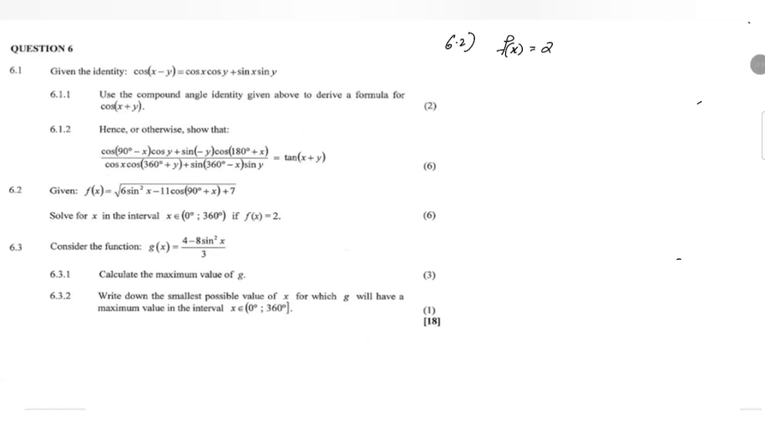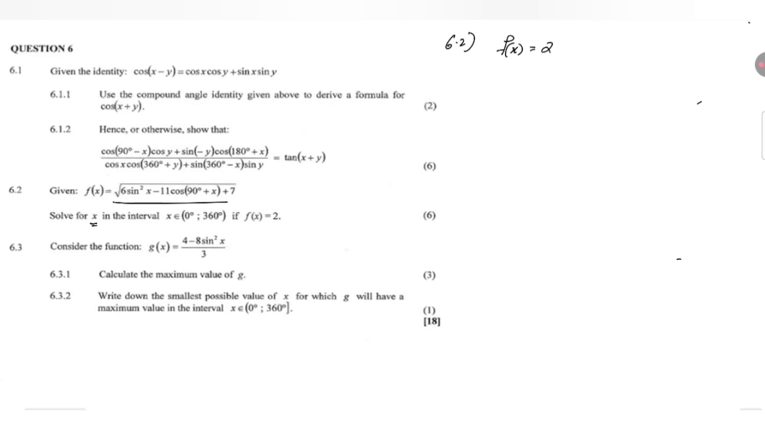All right, now coming to 6.2. What is that? f of x is given. What is f of x? This long one, this square root thing, isn't it? And you have to solve for x in the interval 0 to 360. You have to solve it and only find those angles from 0 to 360. So here the interval is specifically given.